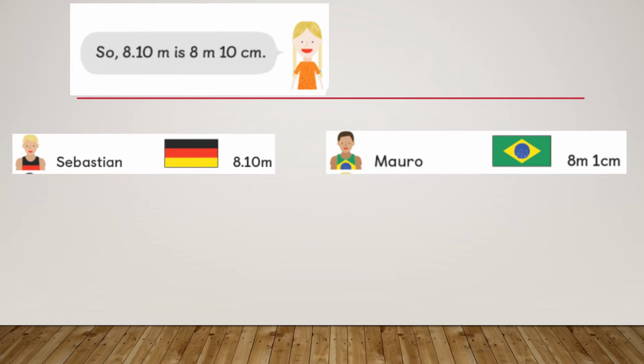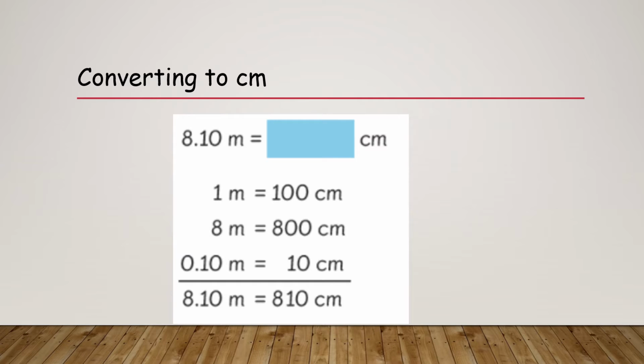So this one over here, Sebastian, is 8 meters and 10 centimeters. So we can now use our greater than and less than sign to show which is greater. Sebastian's distance is greater than Mauro's distance. So this time we're looking to convert into just centimeters. Again, our key rule has been used here to help us.